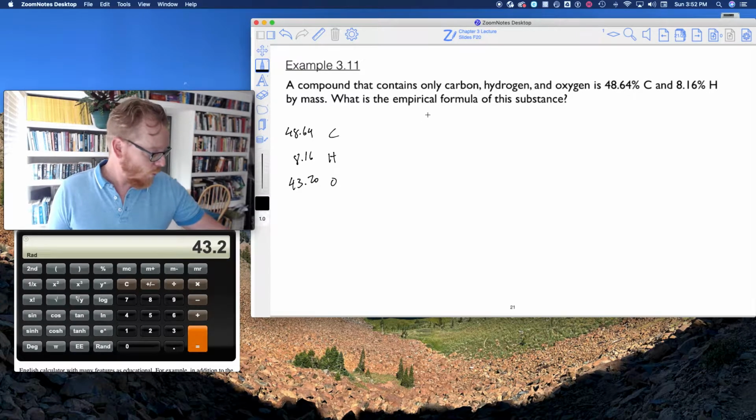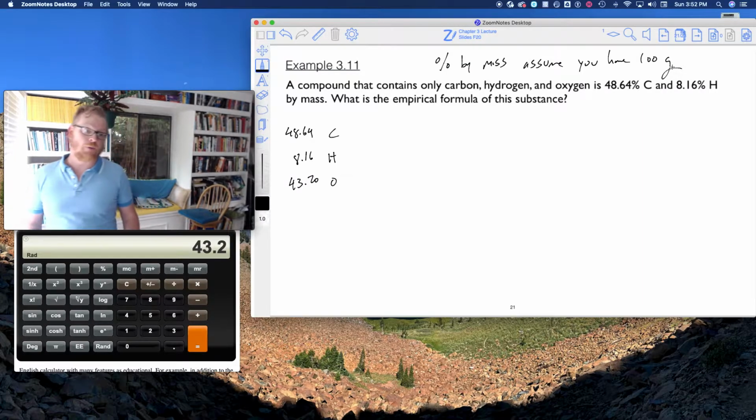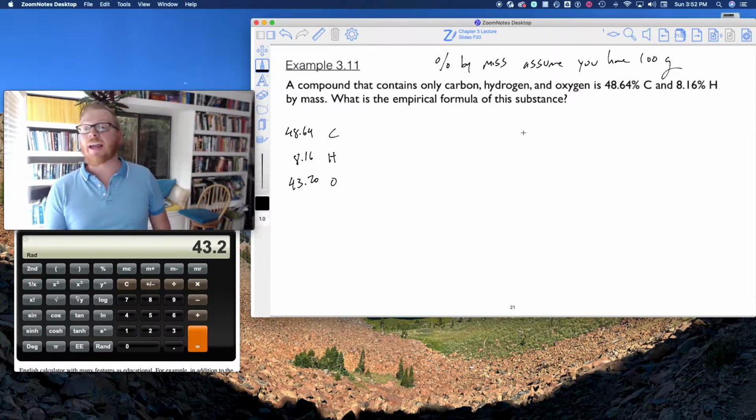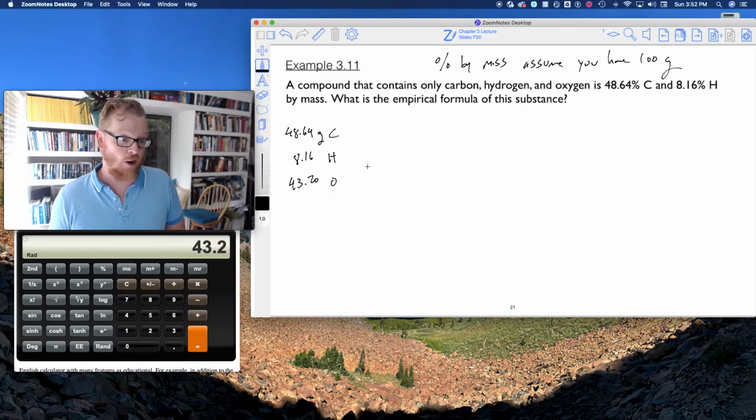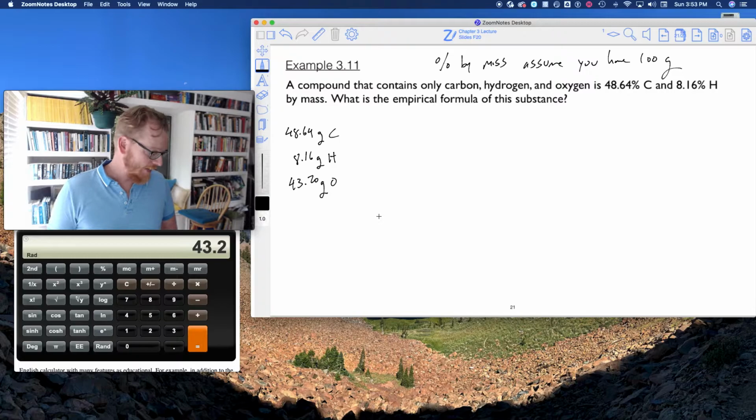So how do you calculate this? What I want you to get used to when you see these percent by mass problems is to assume you have 100 grams. You can make that assumption. And thereby, if I assume that I have 100 grams, then I know that I have 48.64 grams of carbon, 8.16 grams of hydrogen, and 43.20 grams of oxygen. So that's very easy, to convert those percentages into masses.